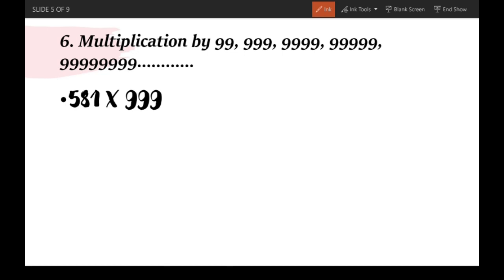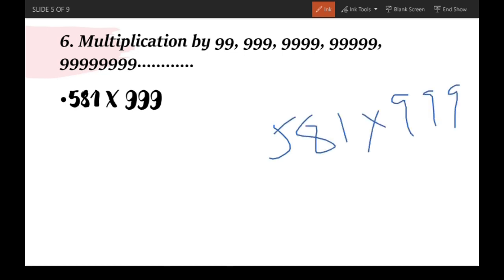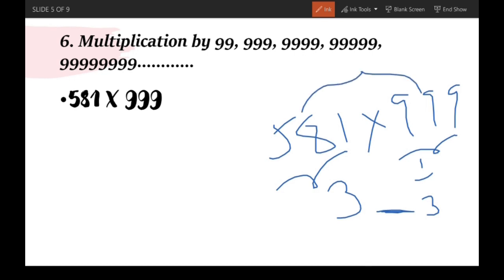In this trick we have to remember that we have taken 581 into 999. See how many digits we have here. Here we have 3, so here also we should have 3. The number of digits on both sides should be equal. Here we have 3 numbers, here also we have 3 numbers, then only this trick applies.